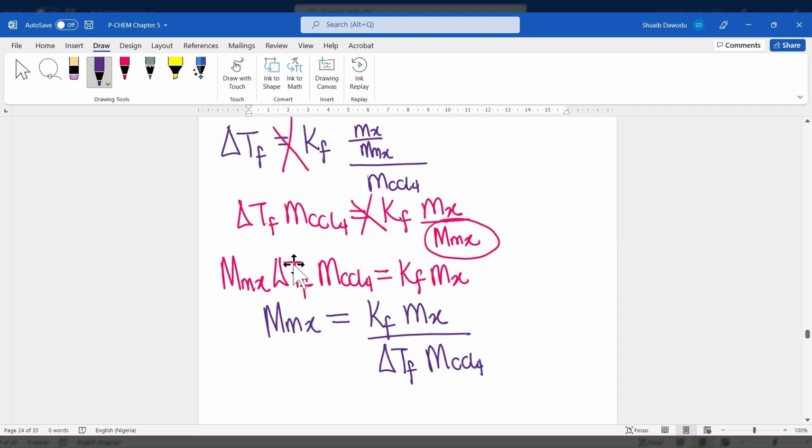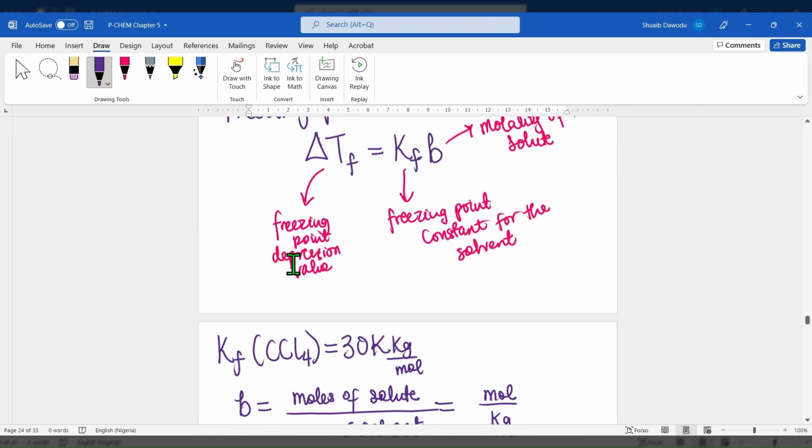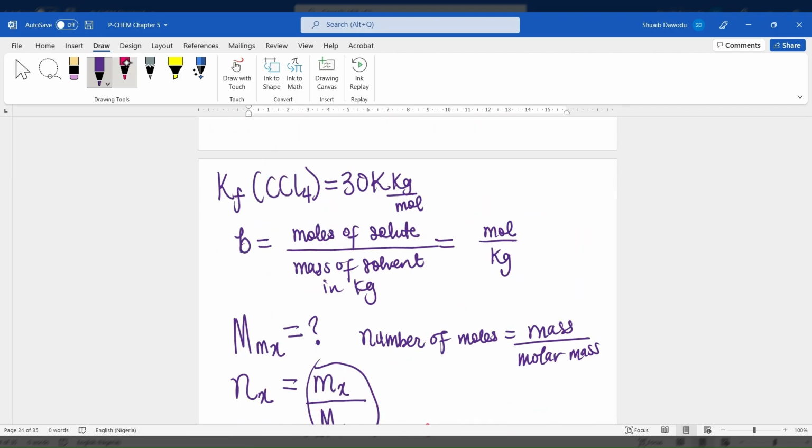We have K sub F. I already explained that. We found it in the Atkins Physical Chemistry 11th edition. We know that's right here to be 30 kg per mole.